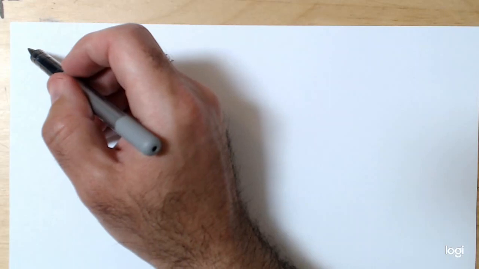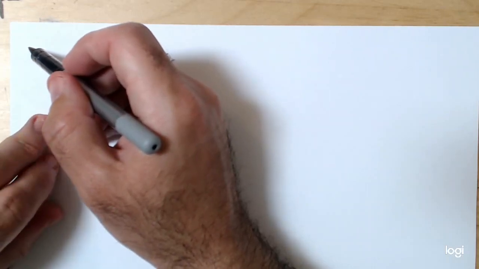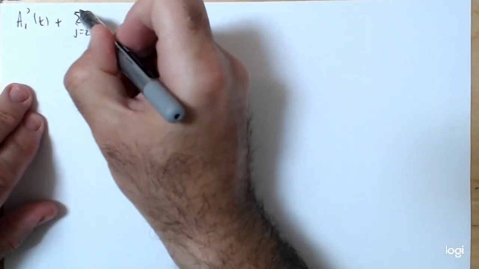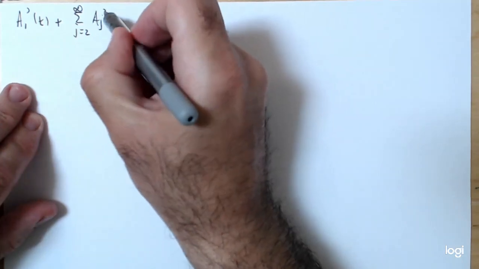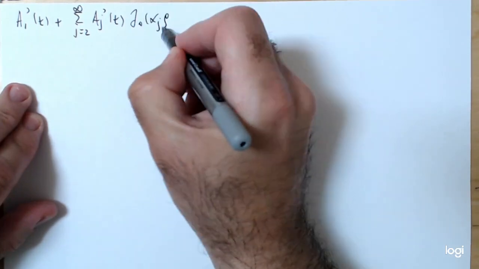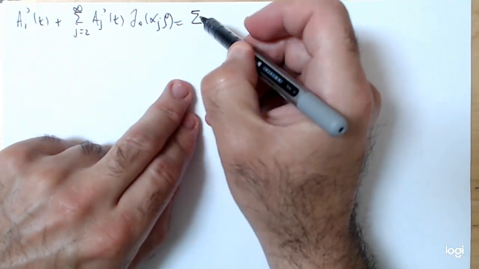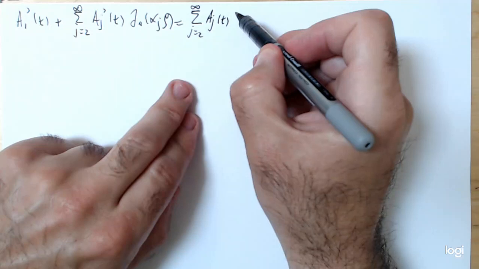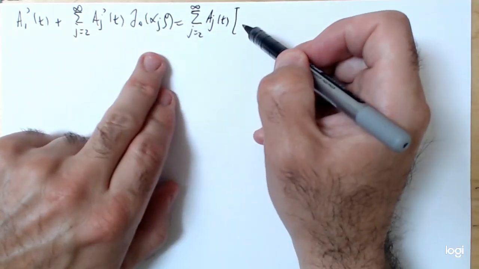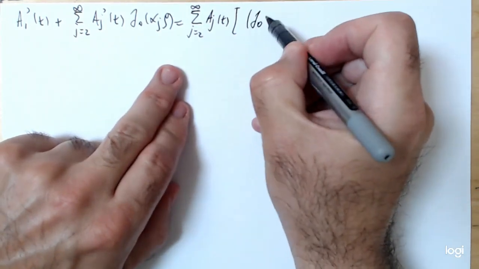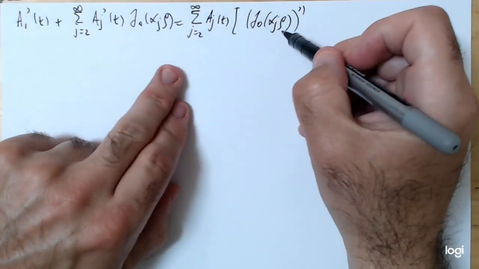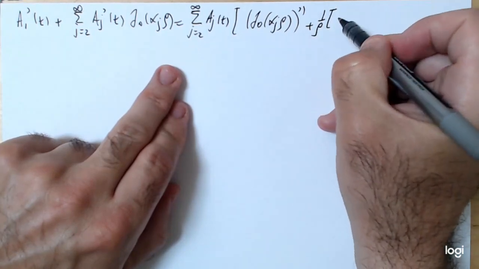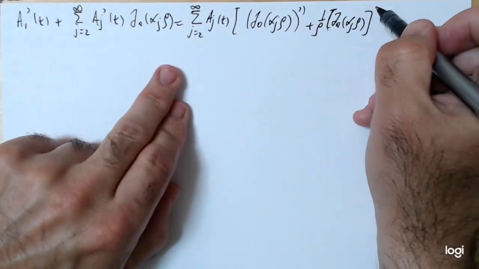So on the left side, we're going to have a1 prime of t plus summation from 2 to infinity aj prime of t J naught of alpha j rho. On the right hand side, because a1 of t goes away, you will have summation from 2 to infinity aj of t, and J naught of alpha j rho comes into that expression under partial rho twice, so it will be J naught of alpha j rho double prime. I'm going to use the prime notation because this one depends on rho only. So partial rho twice, that's double prime, plus 1 over rho, and then J naught of alpha j rho prime.